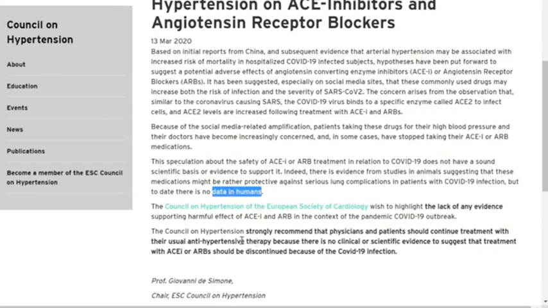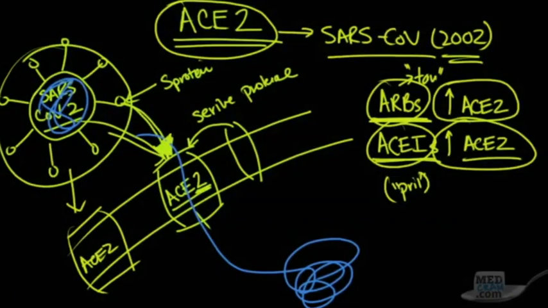The Council on Hypertension for the European Society of Cardiology wished to highlight the lack of any evidence supporting harmful effect of ACE inhibitors and ARB in the context of the COVID-19 pandemic outbreak. They strongly recommend that physicians and patients should continue treatment with their usual antihypertensive therapy, because there is no clinical or scientific evidence to suggest that treatment with ACE inhibitors or ARBs should be discontinued because of the COVID-19 infection. So what is it? Which one of these is correct?